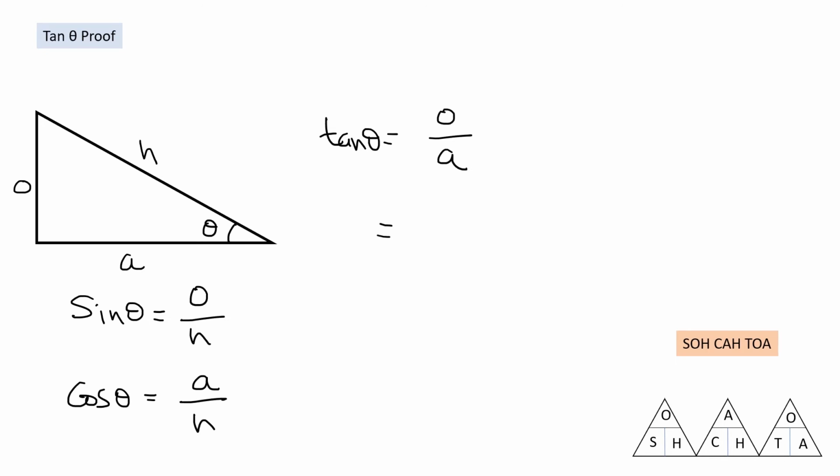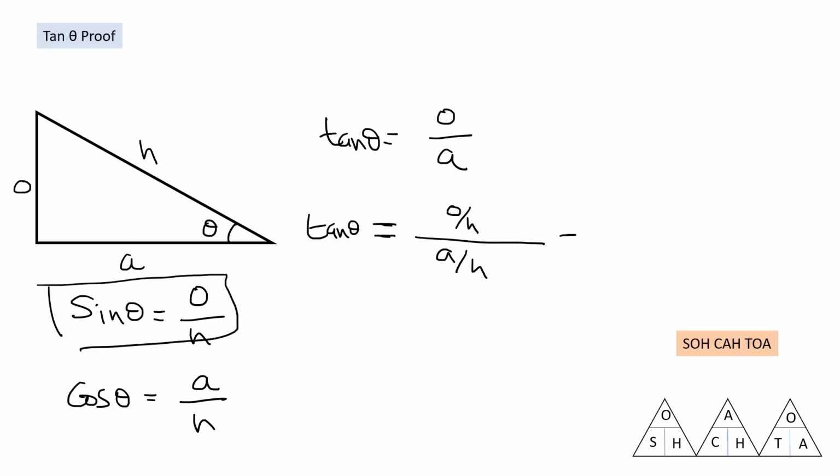Now what we can do is divide O by H and A by H. So this still remains tan theta, because as long as we do the same operation, it does not affect the equality. Right, so what is O over H? O over H, opposite over hypotenuse, is sin theta. So this is equal to sin theta.